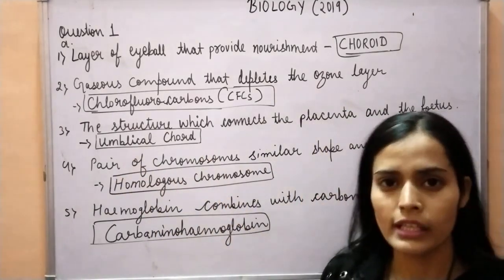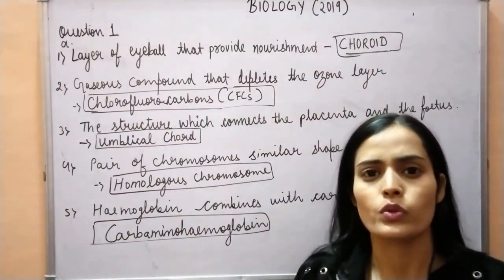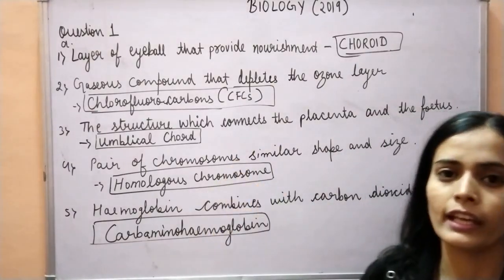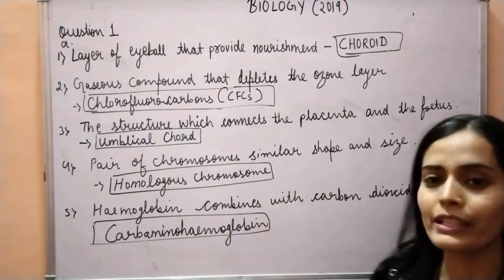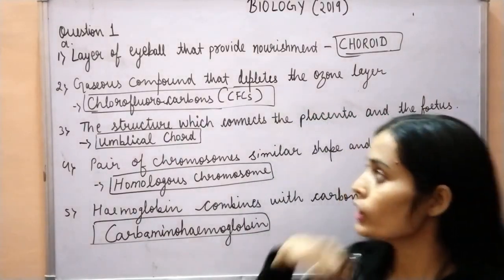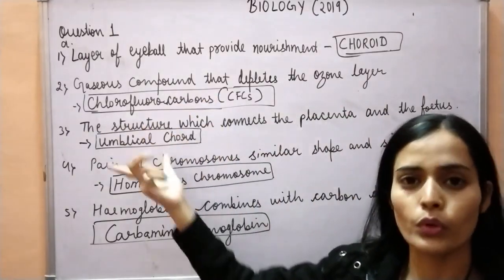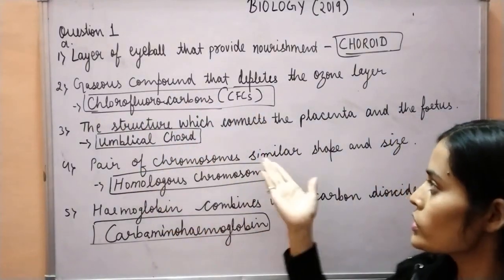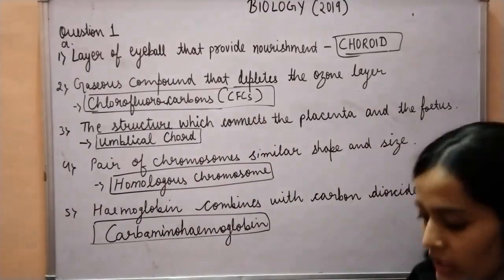As you have already learnt about pollution and the ozone layer, you know that the ozone layer is in the stratosphere and how it is getting depleted by some harmful gases which humans keep releasing. One of those compounds is chlorofluorocarbon, which we also call CFC, right? Next is the structure which connects the placenta to the fetus.